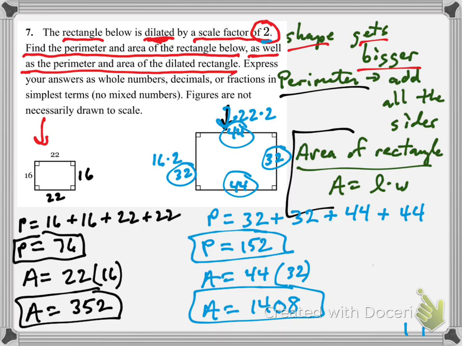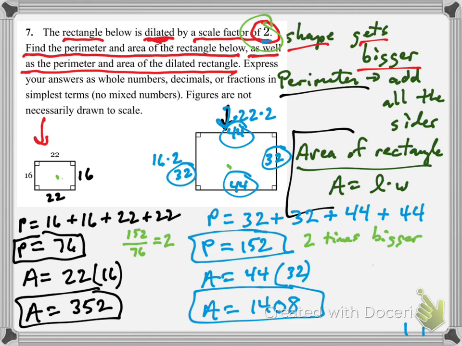Okay, that's one way to do it. But let's take a look at something. The scale factor of 2 means that this rectangle is twice as big as that one. So let's look at the perimeters for a second. Let's take a look at the new perimeter, 152, divided by the original perimeter, which is 76. Well, if I divide those, I get 2. Well, that's the same as the scale factor. So the perimeter is 2 times bigger.